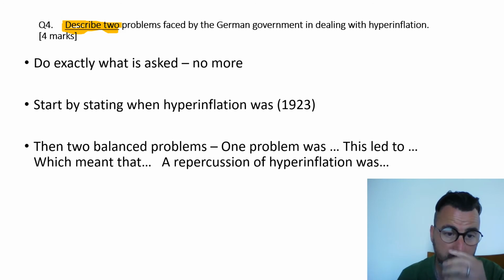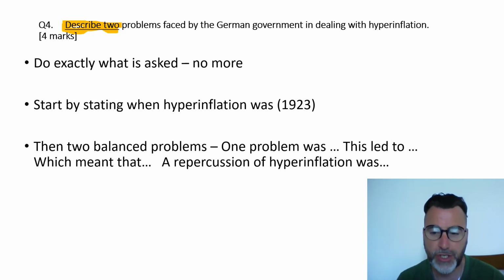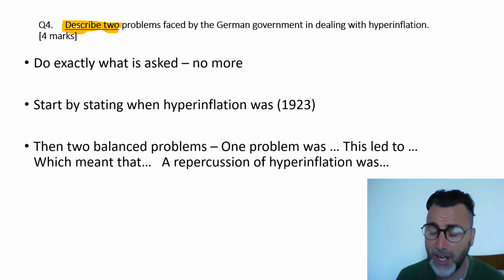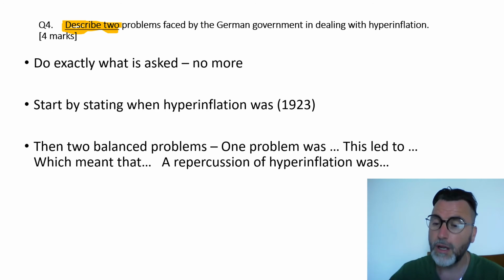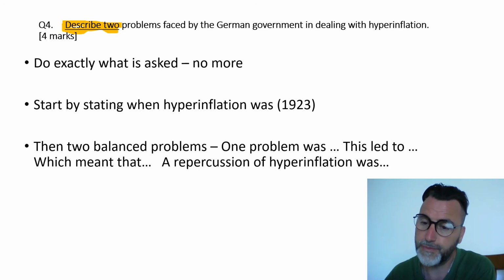One problem was, which led to, which meant that. A repercussion of hyperinflation was. You've got to explain it. You can't just say a problem with hyperinflation was the government printed too much money. Well, actually, that's not a correct answer. The problem with hyperinflation was the overproduction of money meant devaluation of goods. This in turn led to, yeah?